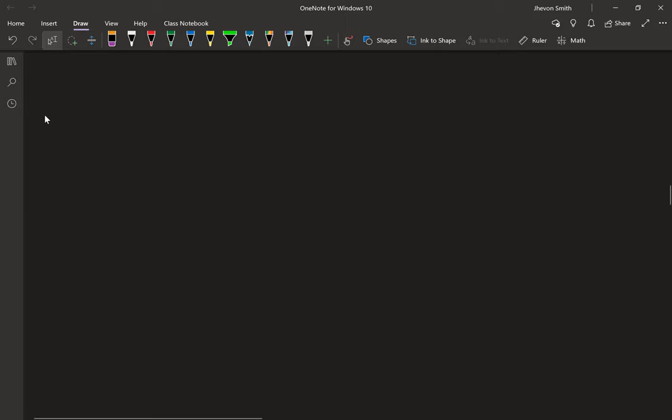Whenever regrade requests are done, you will get an email saying so. So if you didn't get an email, it means it's not done.